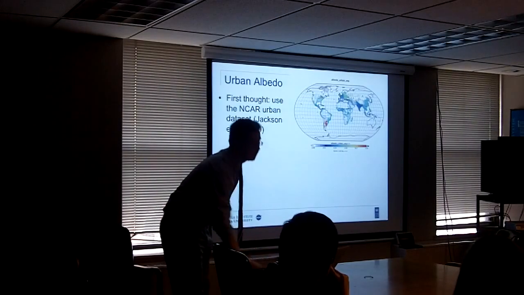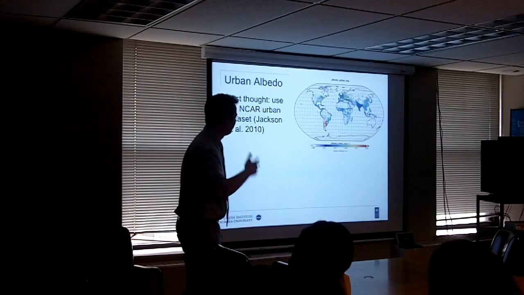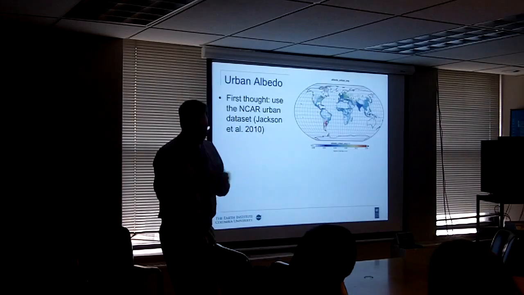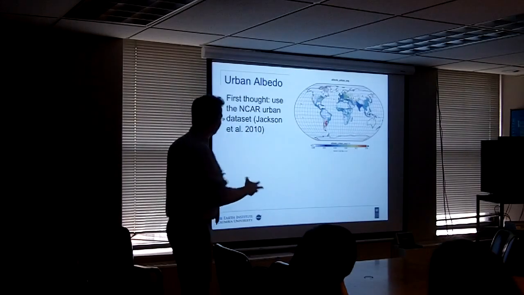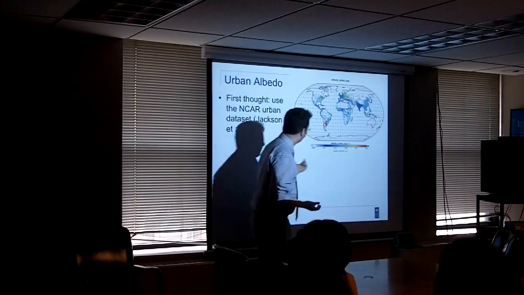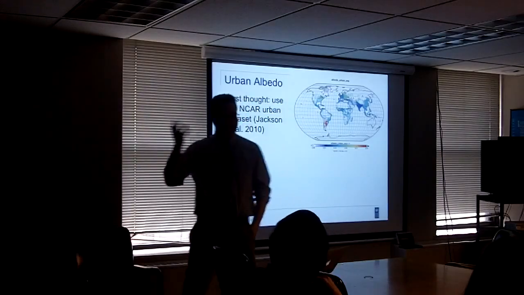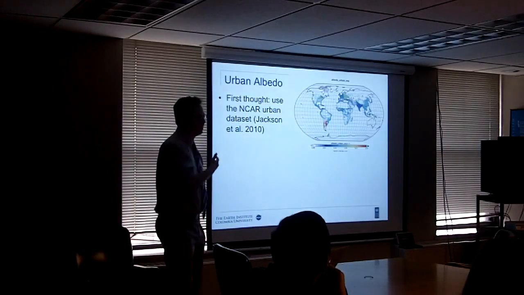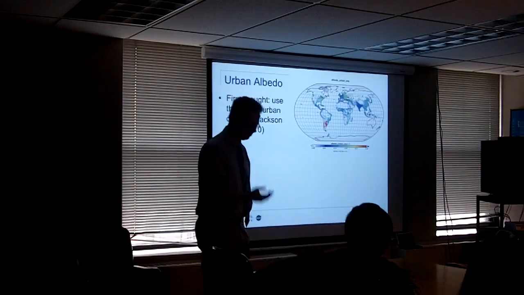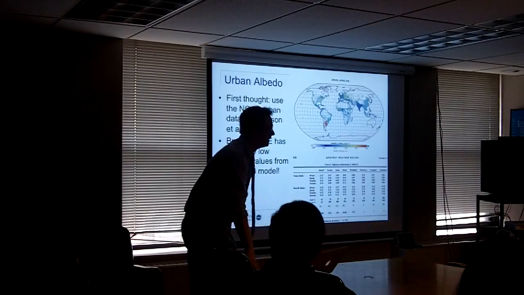So first thought was to take the urban albedos from NCAR, because they did a very detailed study of roof materials and road types, and they came up with this global map of urban albedos. And it varied, depending upon, you know, India has different roof materials and roads than we do in Western US. So we said, oh, okay, let's put that in.